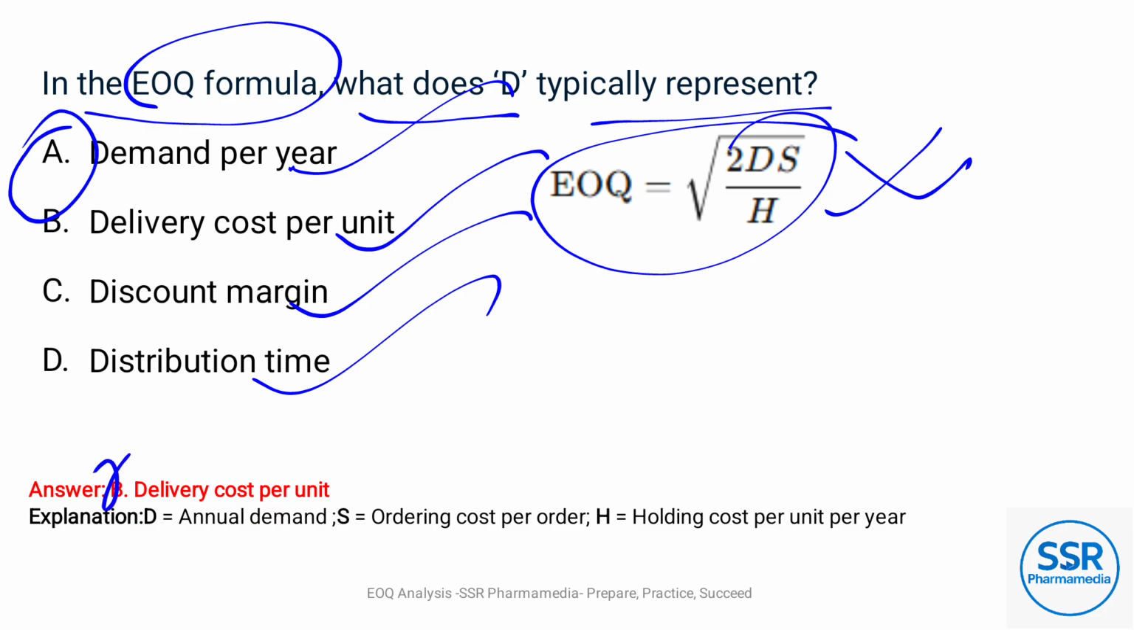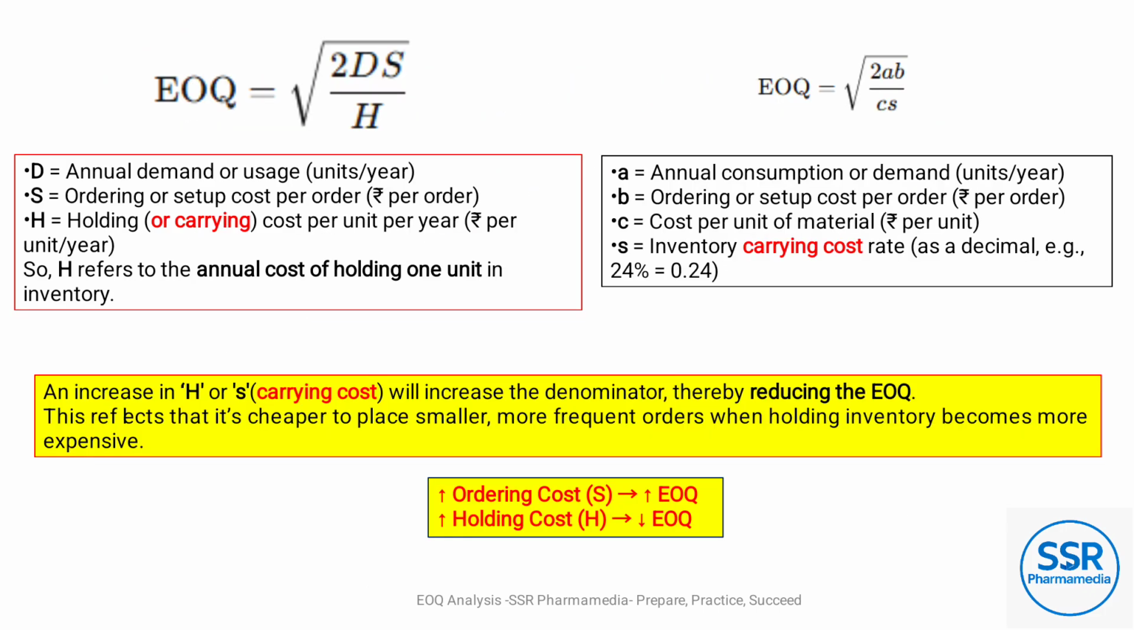So option B is wrong. Option A is the correct one. Okay, so D is annual demand, S is ordering cost per order, and H is holding cost per unit per year.